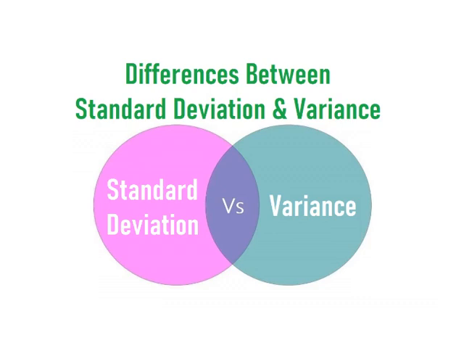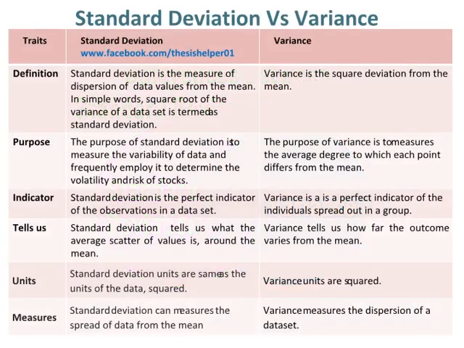Differences between standard deviation and variance. Standard deviation versus variance. Standard deviation is the measure of dispersion of data values from the mean. In simple words, the square root of the variance of a dataset is termed as standard deviation, whereas variance is the square deviation from the mean.